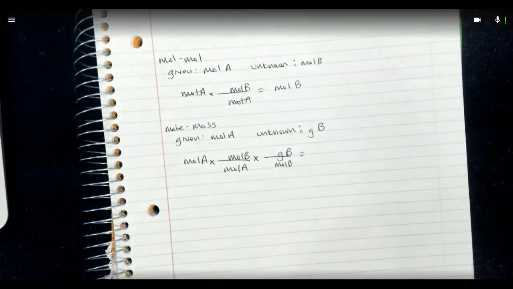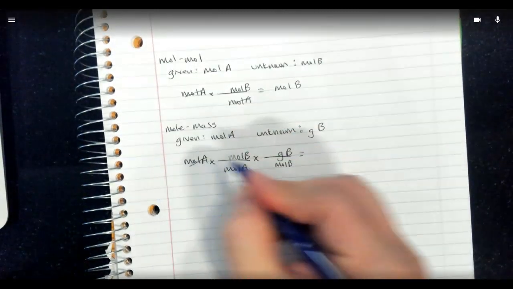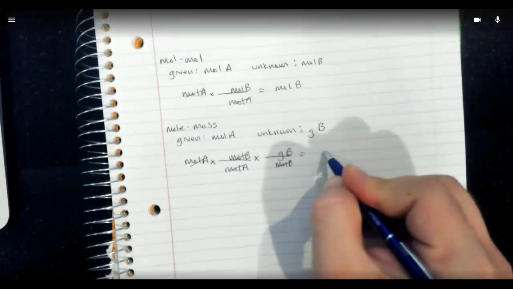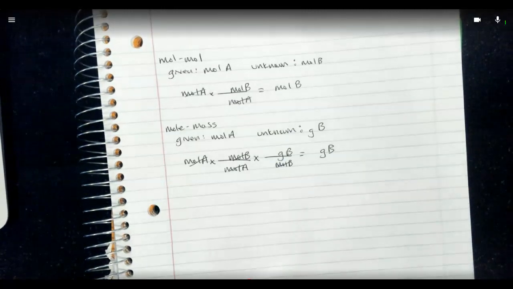So take a look at those units. They cancel out. And we are left with grams of B, which is what we're looking for. Good.